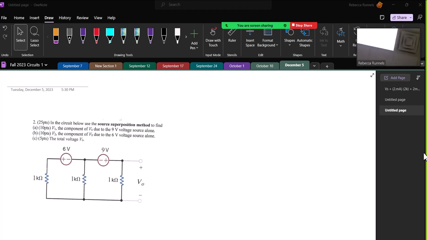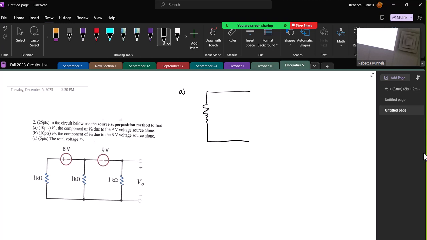So when you're doing source superposition, you short out voltage sources and you make open current sources. When I am looking at just the 9-volt voltage source, I will short out the 6-volt voltage source, so that becomes just a wire. And I'm looking for this voltage right here, the voltage across that resistor. That's 1 kiloohm, that's 9 volts, that's 1 kiloohm, and this is also 1 kiloohm.